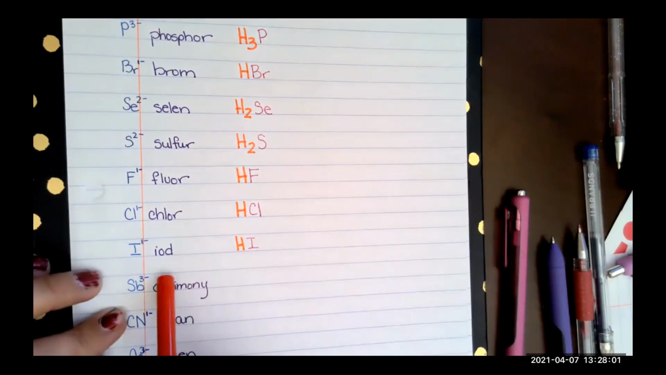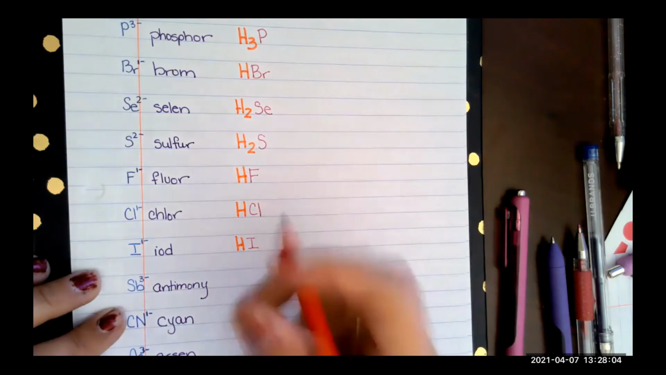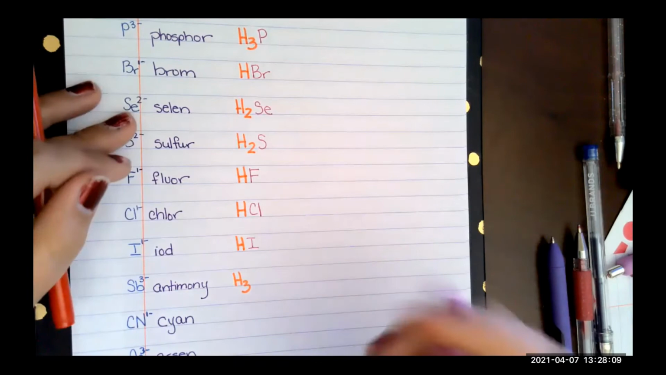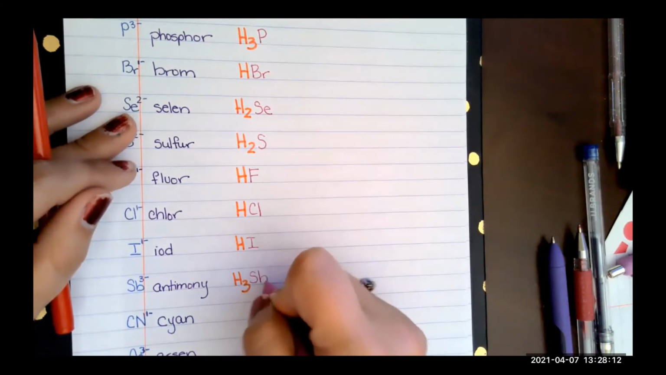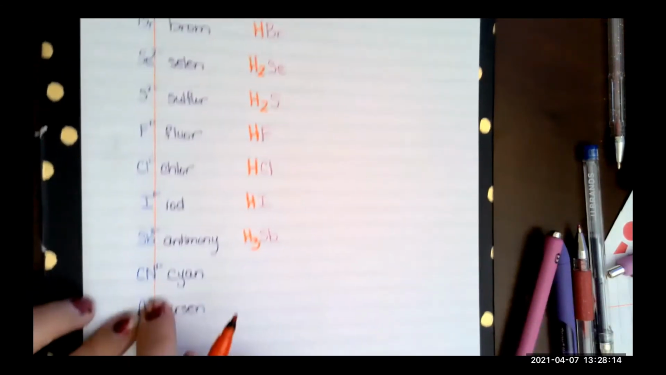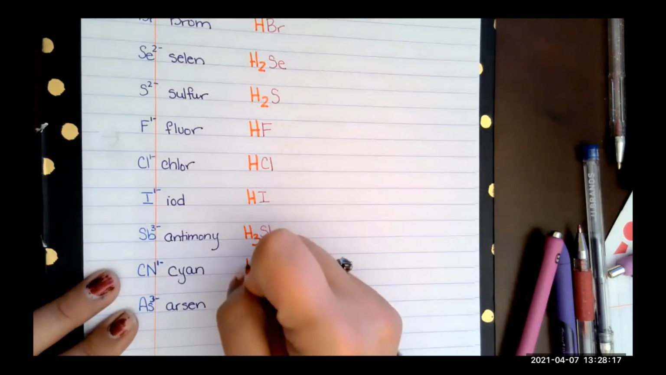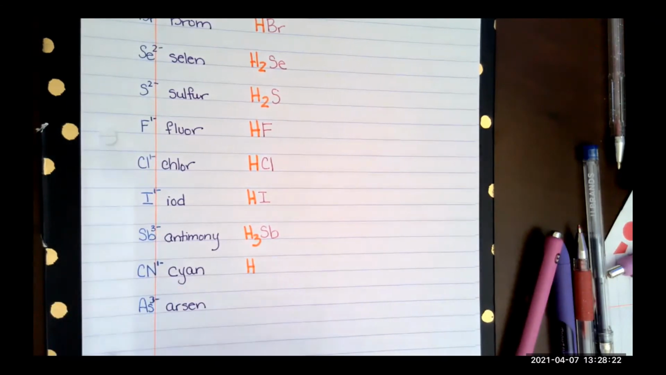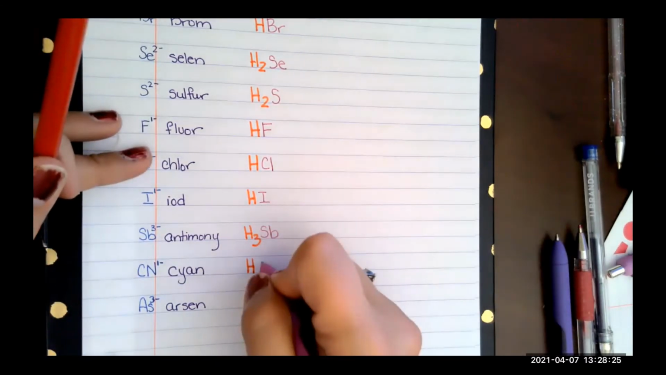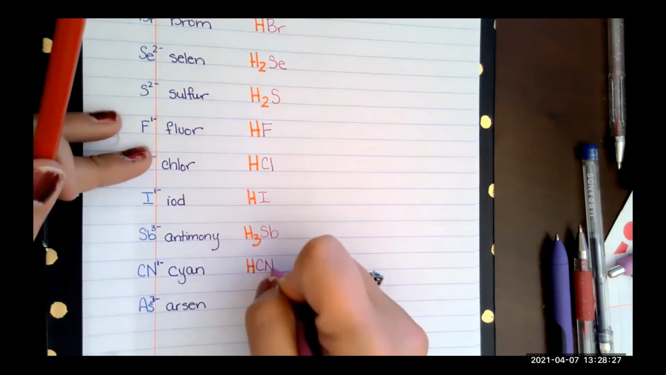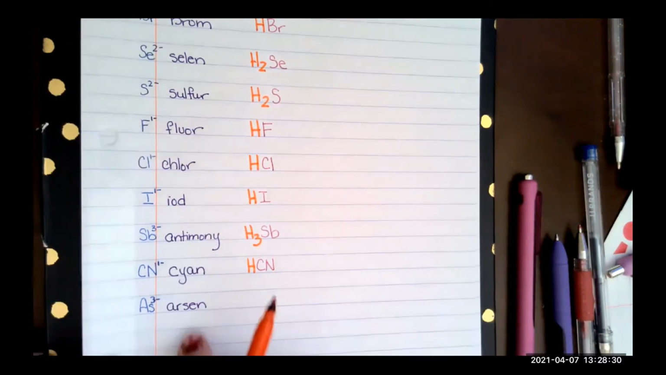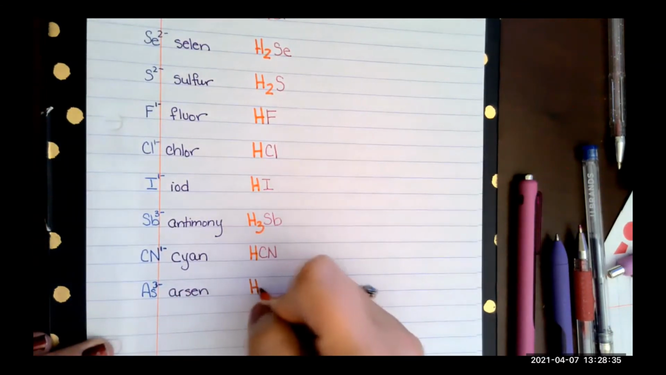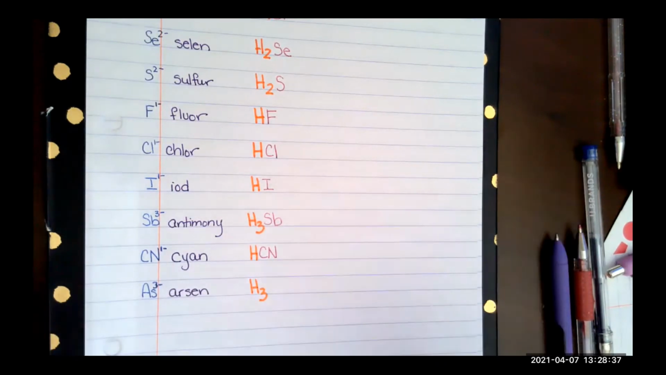For antimony, the charge is 3 minus, so you have 3 hydrogens, so it's H3, and then it's Sb. For cyan or cyanide, the charge is 1, so it should be H, and then this is the one where it's all capitalized because C and N are both elements in their own right. So it's H, then big C, then big N. And then finally, arsen has a charge of 3, so it's H3, and then As.